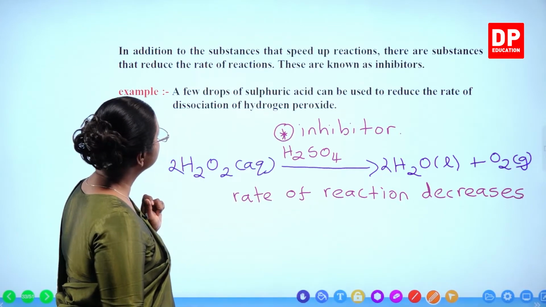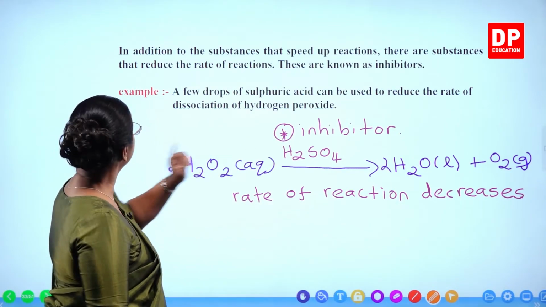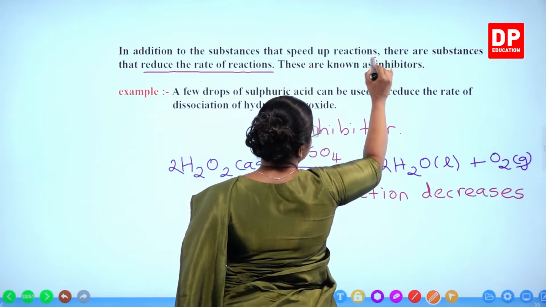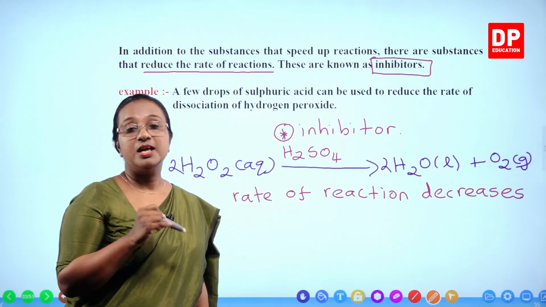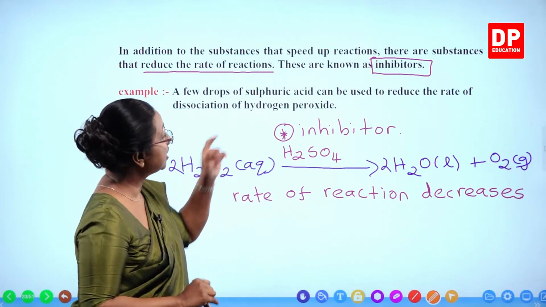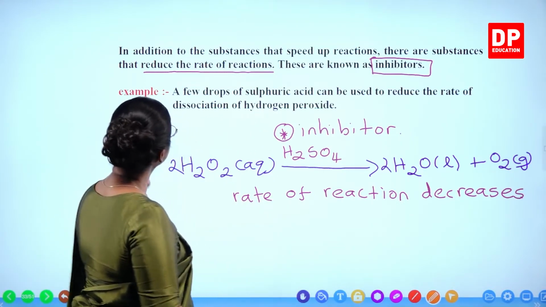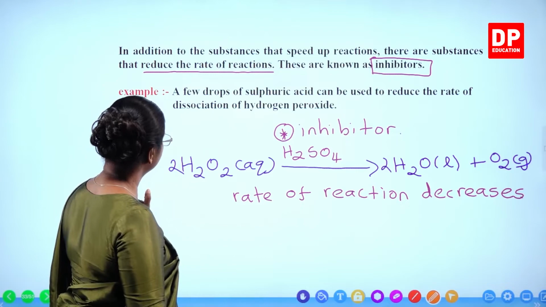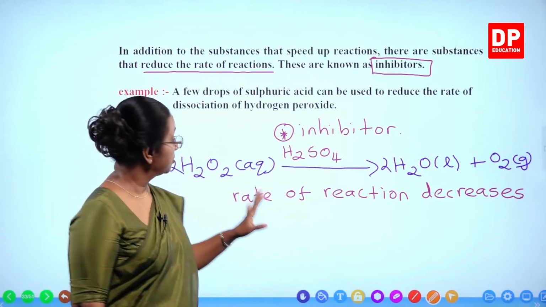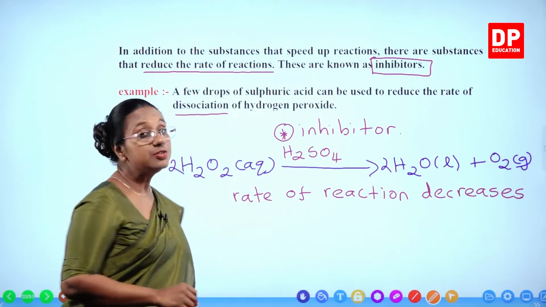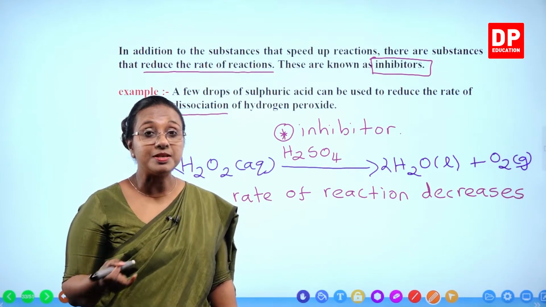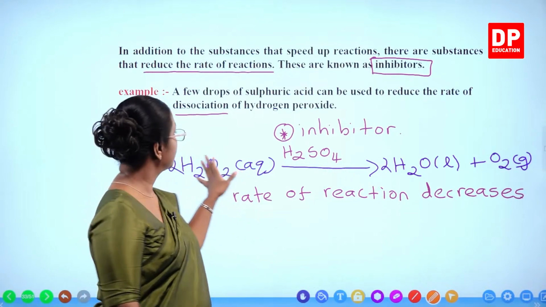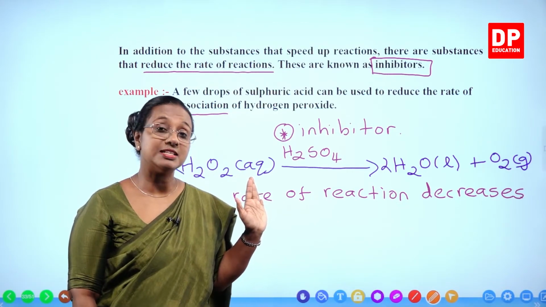In addition to the substances that speed up reactions, there are substances that reduce the rate of reactions. These are known as inhibitors. Very important: substances that reduce the rate of reaction are known as inhibitors. Example, a few drops of sulfuric acid can be used to reduce the rate of dissociation of hydrogen peroxide. So the same reaction is also called decomposition or dissociation of hydrogen peroxide, because it divides into two other products.